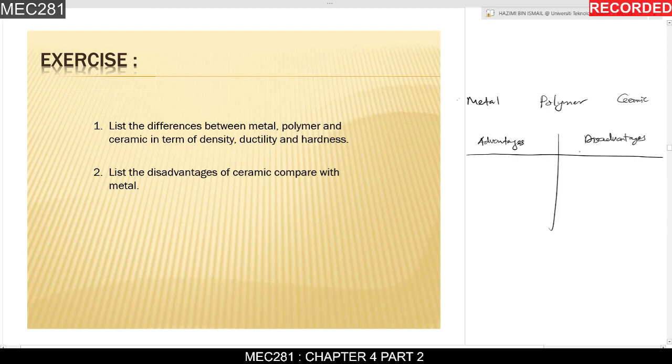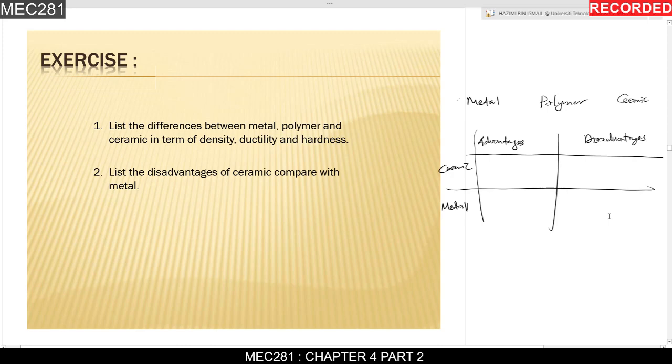So let's put it this way, advantages and disadvantages. So you put it like this. This is the ceramic and this is the metal. So let's do this and find the advantages of ceramics, find the advantages of metal, and just write down in this column. And then what are the disadvantages of the ceramic and what are the disadvantages of metal, and you write down here.